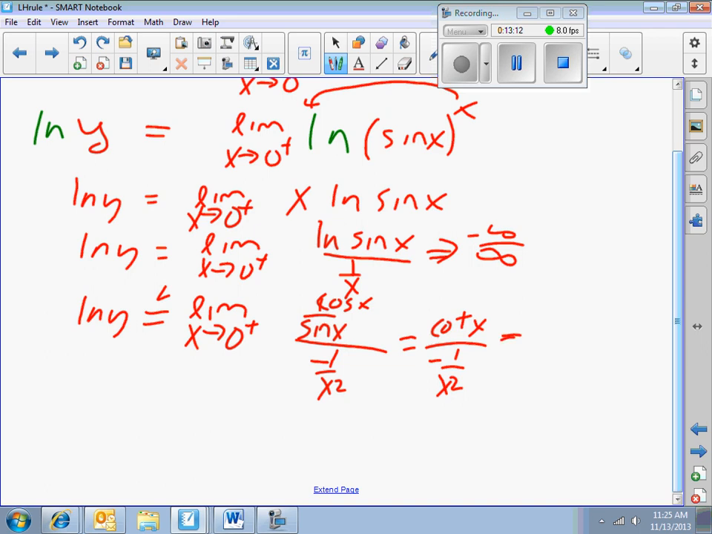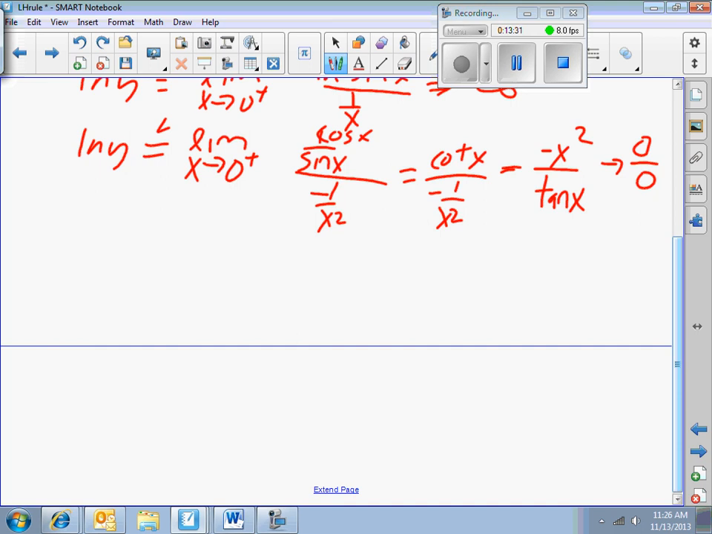Rewriting that, I can put this negative 1 over x squared up to the top as negative x squared. Cotangent goes to the bottom as tangent x. And the reason I want to do that is, now if I evaluate this at 0, I get 0 over 0. And finally, I have something that is in L'Hopital's rule form.